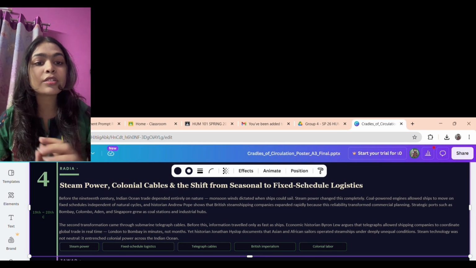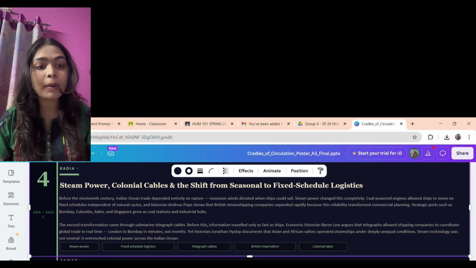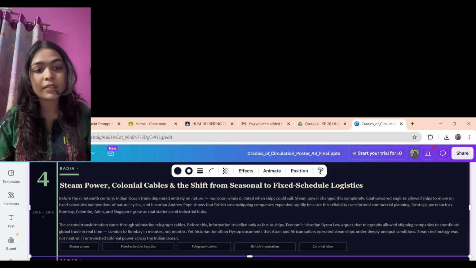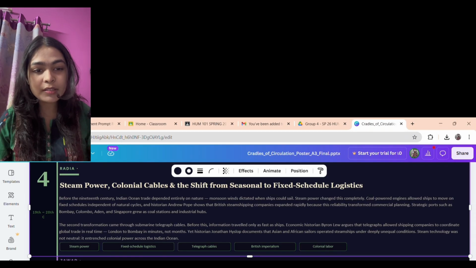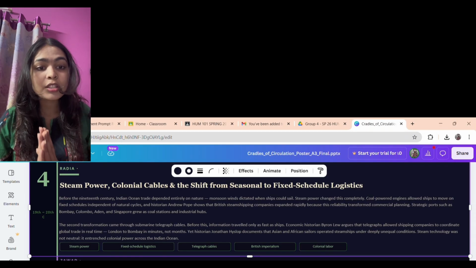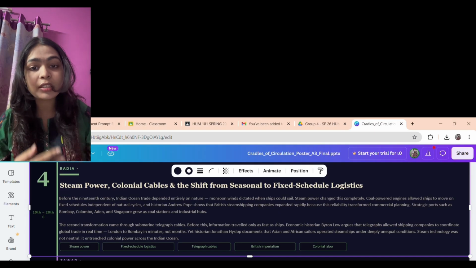The first major transformation came through steam power. Unlike sailing ships, steamships did not depend on wind direction or seasonal weather conditions. Coal-powered engines allowed ships to travel more predictably and according to fixed schedules. This meant merchants, colonial governments, and shipping companies could organize trade much more efficiently.